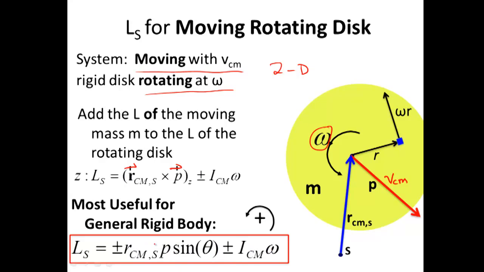Sometimes this is called the orbit term here, and sometimes this one is called the spin term or the rotation term, because it refers to the body rotating.